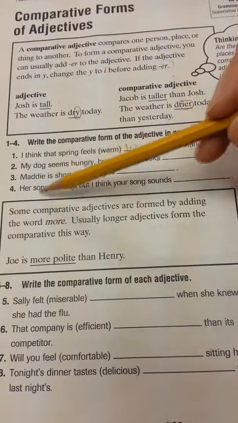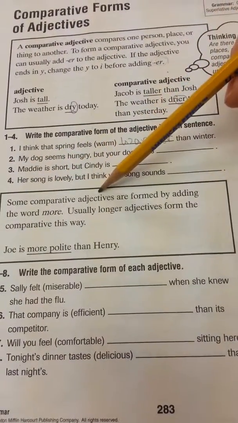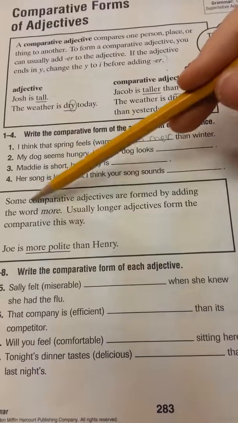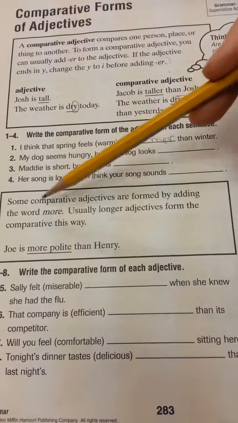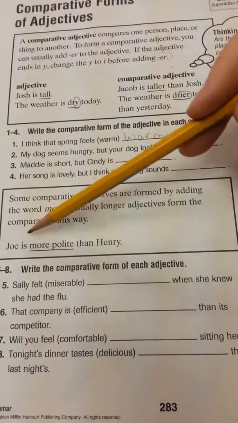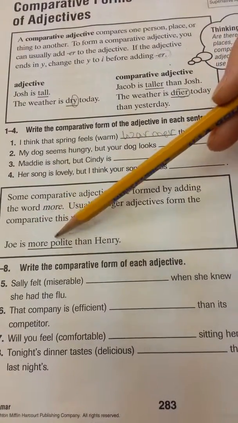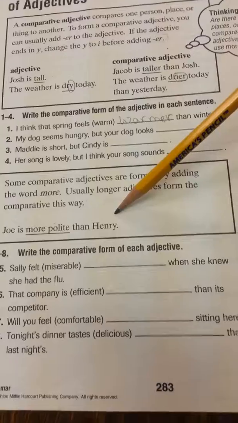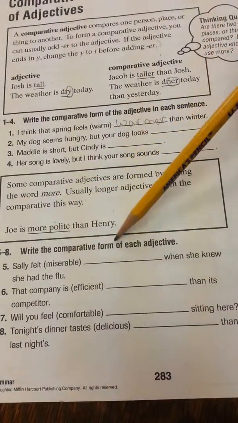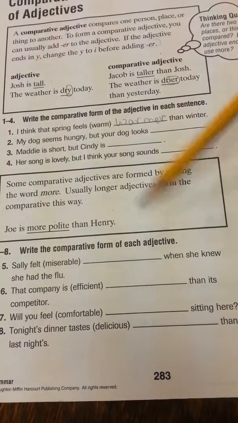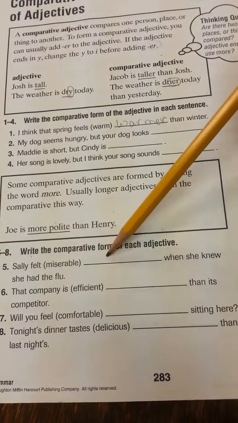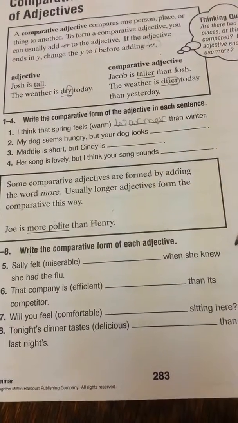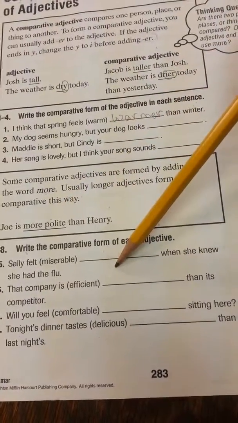Okay? Now, some comparative adjectives are formed by adding the word more. Usually longer adjectives form the comparative this way. Joe is more polite than Henry. So, write the comparative form of the adjective. Sally felt more miserable when she knew she had the flu.